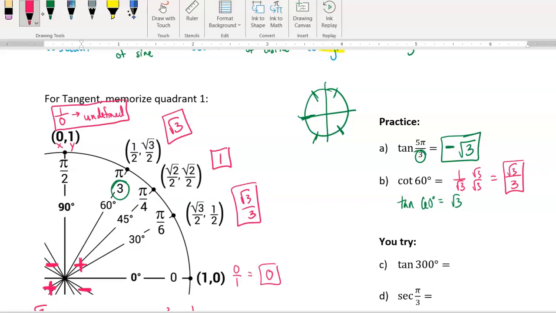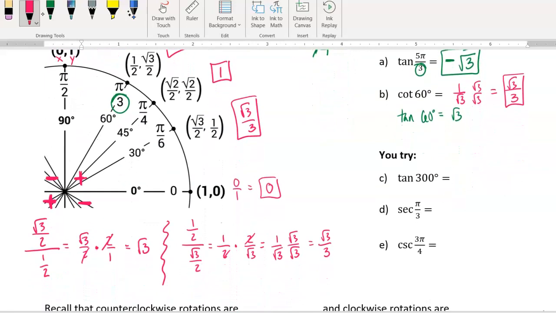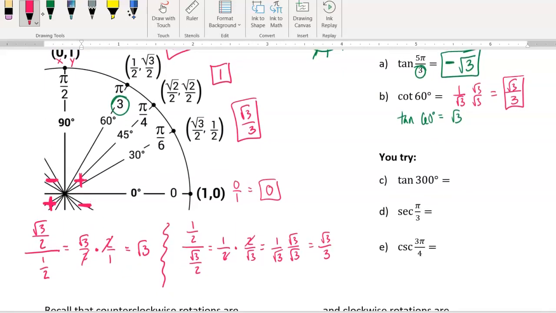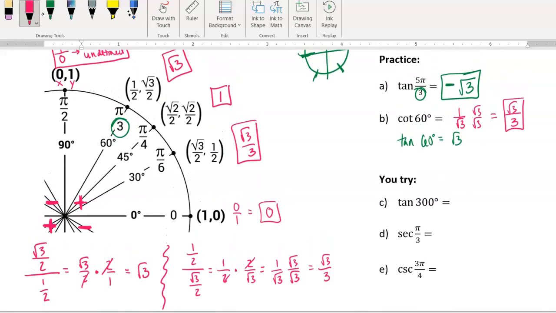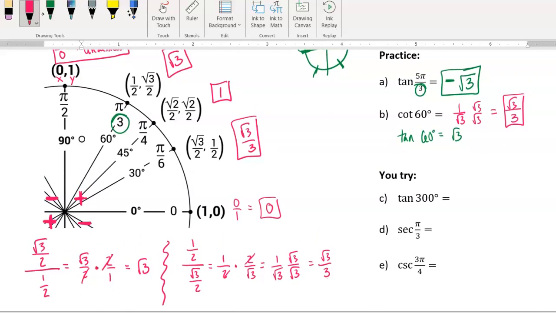I know I only did just 2 problems, but I want to see what you can do here. So I want you guys to try these next 3 on your own. Using what you know about the unit circle, I want you to find the tangent of 300 degrees, the secant of pi over 3 radians, and the cosecant of 3 pi over 4 radians. So why don't you go ahead and pause the video and hit play when you're ready to check your answer.